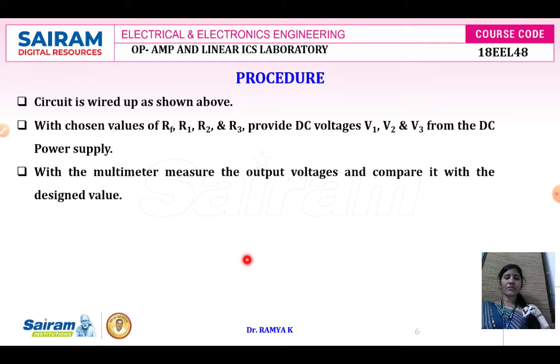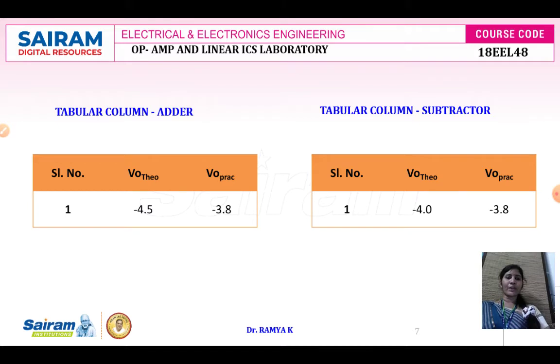The procedure is, we need to rig up the circuit as shown in the circuit diagram. Choose proper values of R1, R2, R3 and the feedback resistance, and apply a DC voltage at terminals V1, V2 and V3. Using a multimeter, we can measure the output voltage and compare it with the design value, and also with the theoretical value.